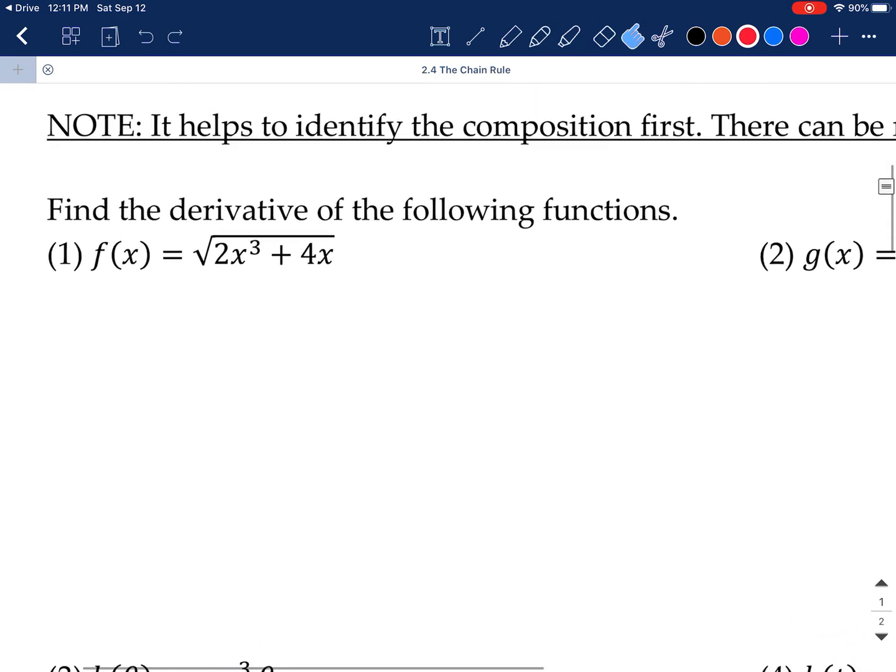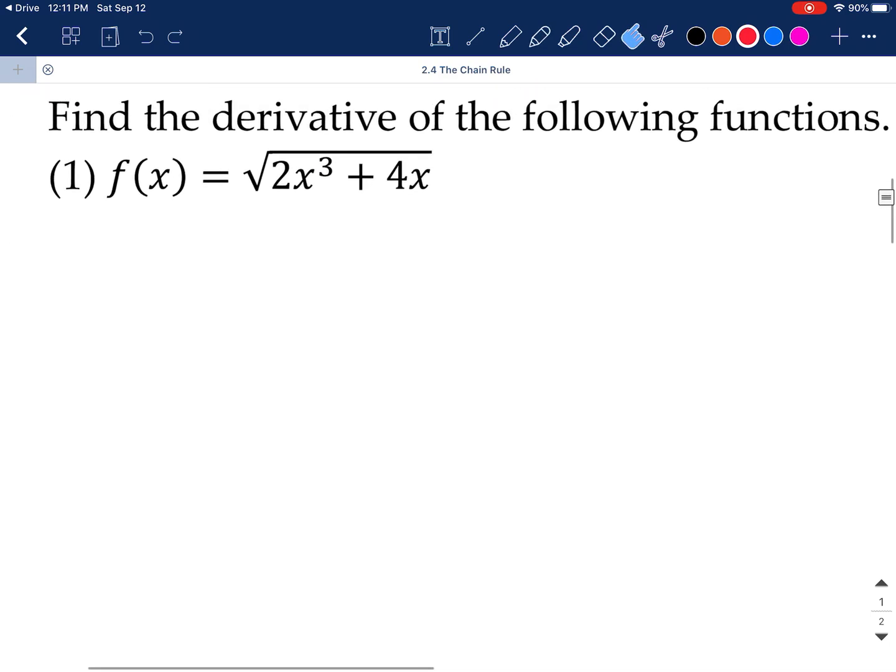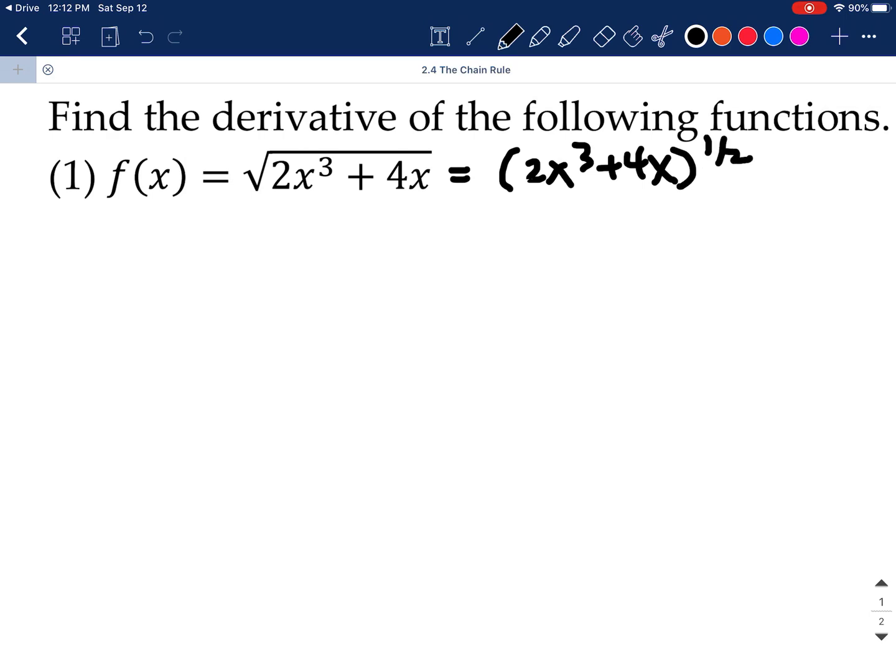So if I look here, right, we've got f of x equals the square root of 2x cubed plus 4x. I would probably recommend rewriting this as 2x cubed plus 4x to the 1/2 power. But again, you can use square roots if you want to. And so I think clearly we can see that our inside function g is going to be that cubic polynomial.